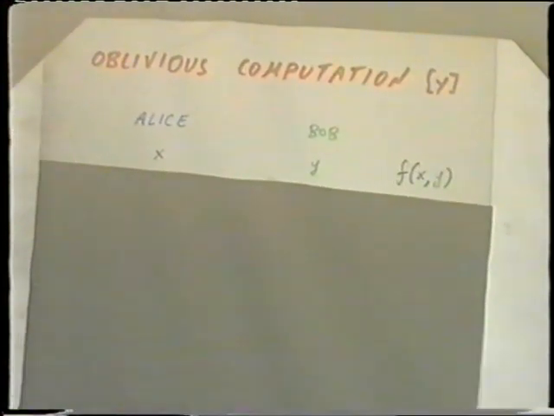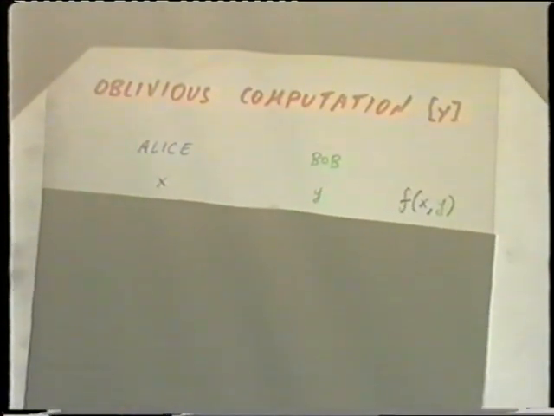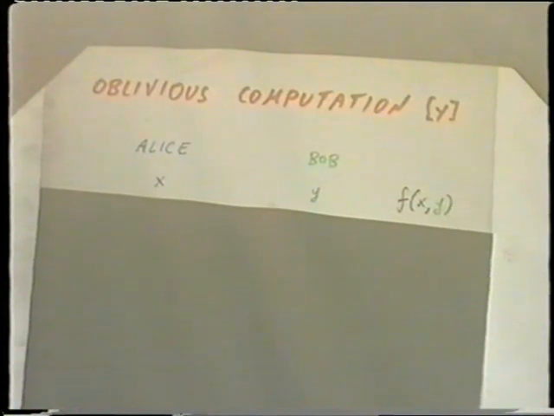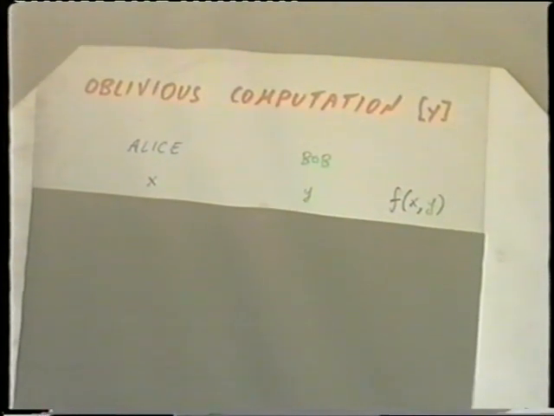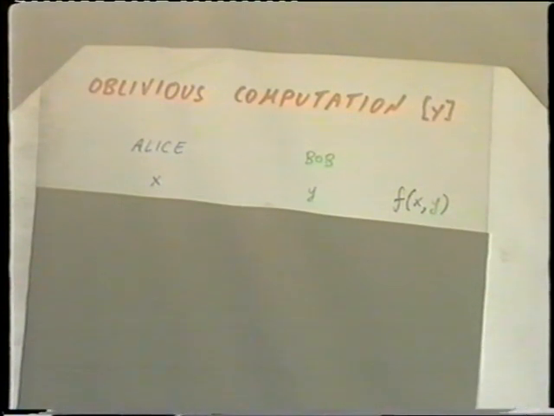So we have these two players. They each have a secret. Alice has X and Bob has Y, and they want to compute this function. For example, is X greater than Y? It's the millionaires problem. How do you solve it?